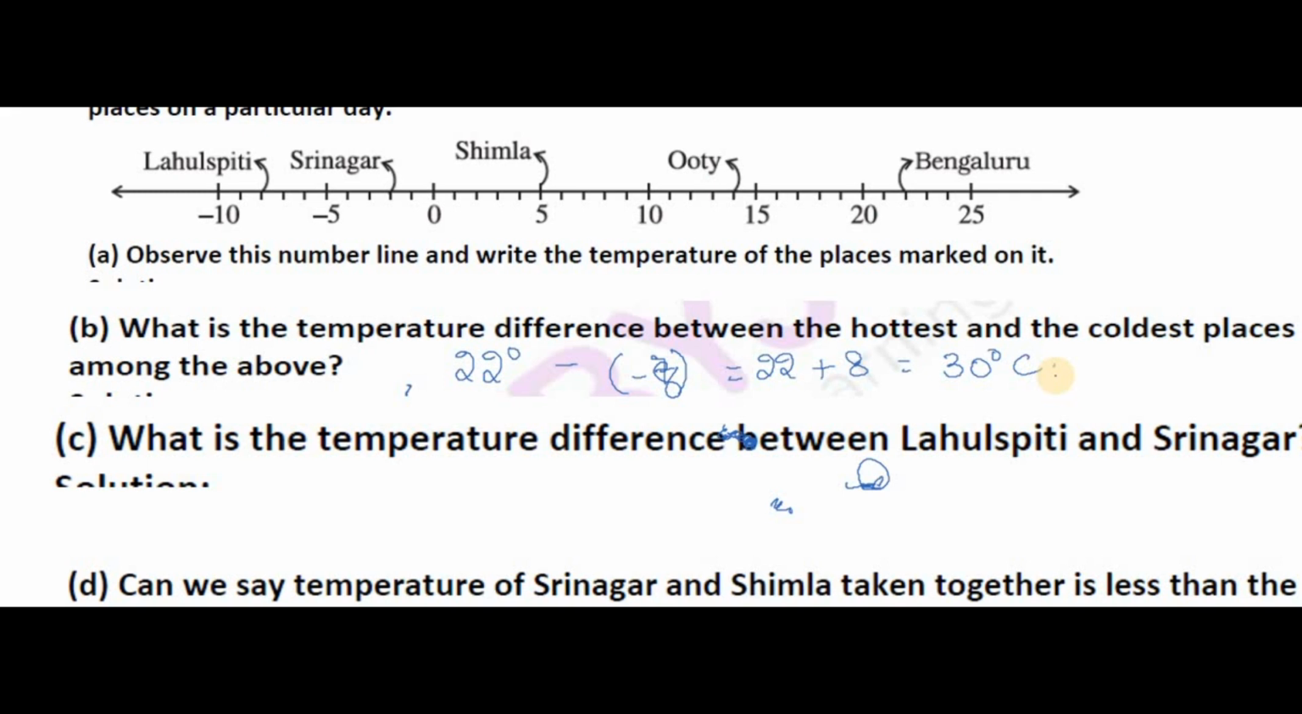What is the temperature difference between Lahul Spiti and Srinagar? So Lahul Spiti is minus 8 degrees Celsius, and minus of Srinagar is minus 2. Minus 8, minus into minus, plus 2. So as we already know that minus is bigger one, so the answer will come in minus. 8 minus 2 is 6 degrees Celsius.